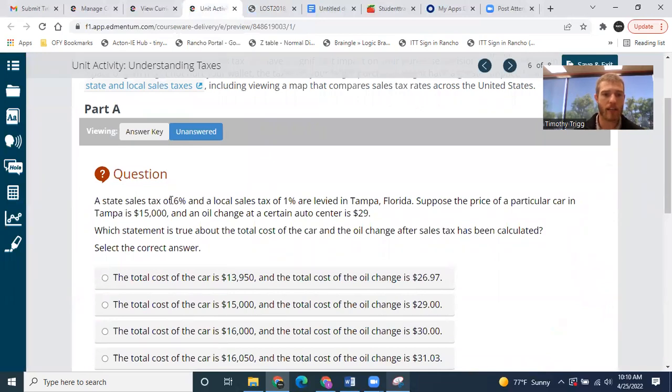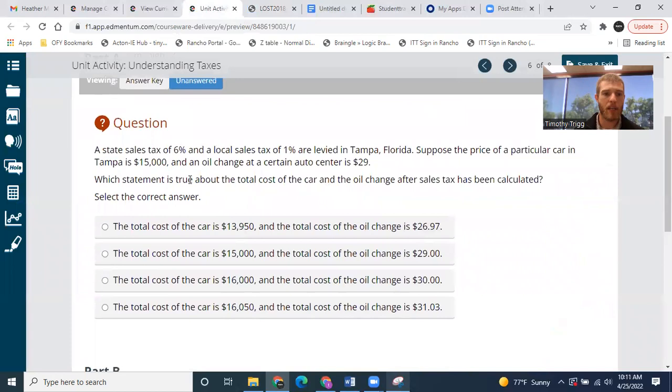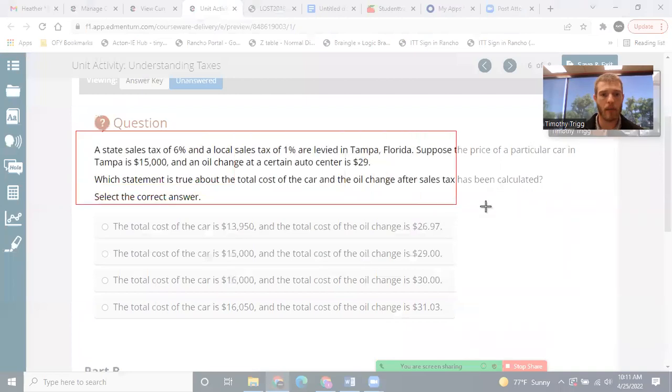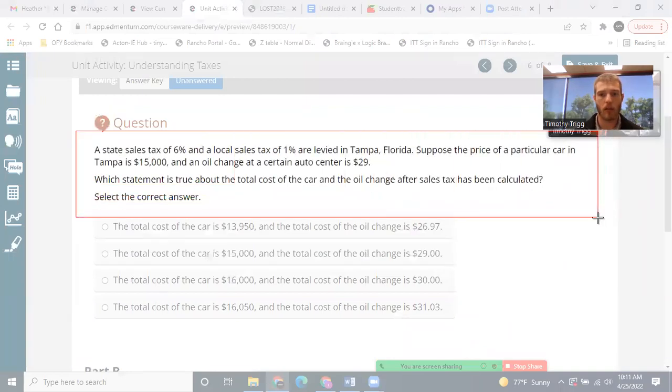A state sales tax of 6% and a local tax of 1% are levied in Tampa, Florida. Suppose the price of a particular car in Tampa is $15,000 and an oil change at a certain auto center is $29. Which statement is true about the total cost of the car and oil change after sales tax has been calculated? Select the best answer. So let's go ahead and I'm going to grab this information here.